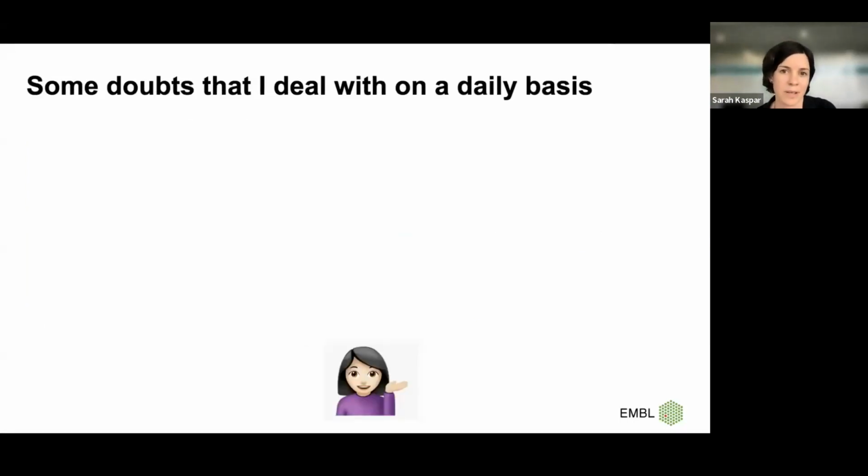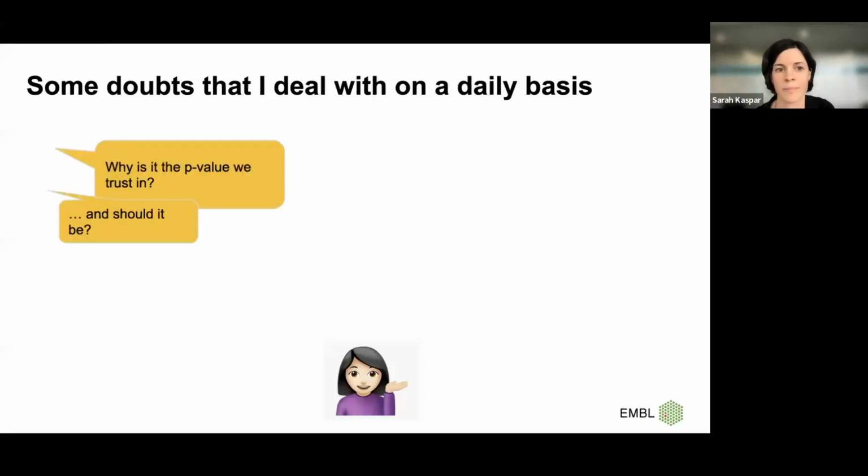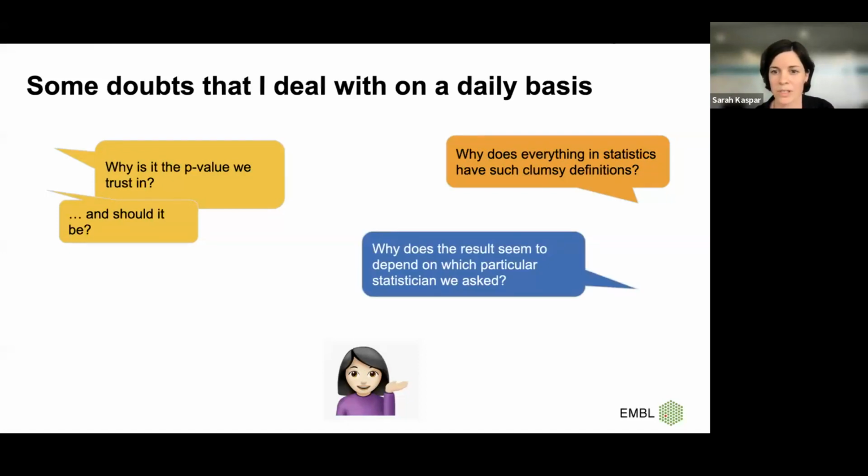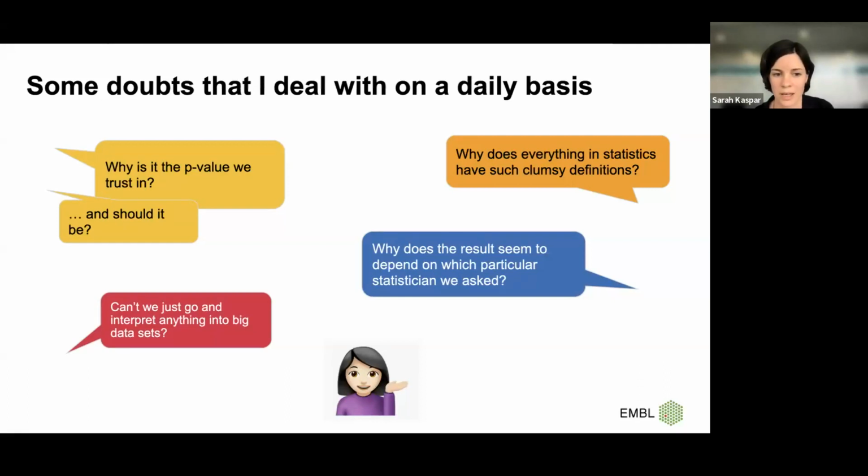So I'm a biostatistics consultant at EMBL, and I discuss a lot both about small and large data sets with biologists, and I thought I would just share some doubts and questions that I deal with on a daily basis in my work, which is, why is it the p-value that we trust in, and should it be? Why do we have these clumsy definitions in statistics? Why does the result seem to depend on which particular statisticians we ask? And if we're talking about big data sets, can't we just go and interpret anything into them? So if these are your questions, stay tuned. I'll come back to them later in that talk.